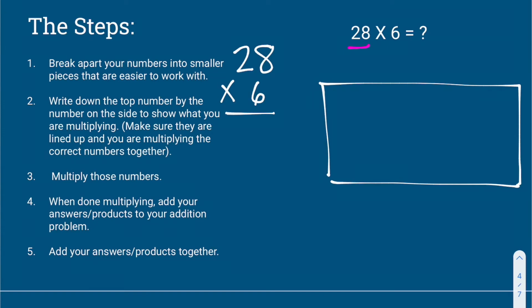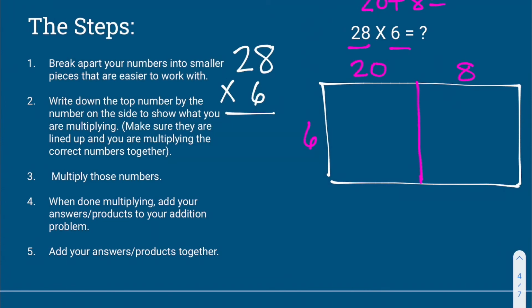So 28, I know the expanded form of 28 is 20 plus 8. So I'm going to break up my box into 2 pieces, and I'm going to put a 20 and an 8. Then I'm going to look at my 6, and I know it's only in the ones place. It's a single digit number, so I don't have to break it up. I can just put that on the side.